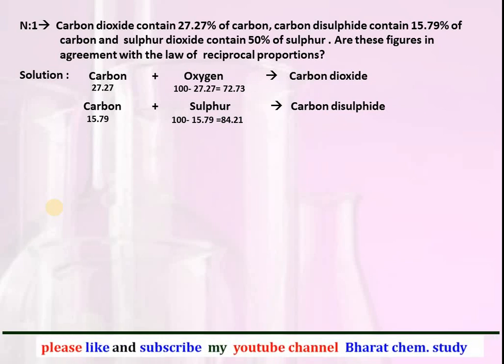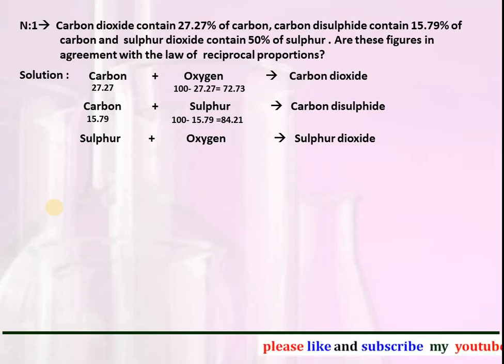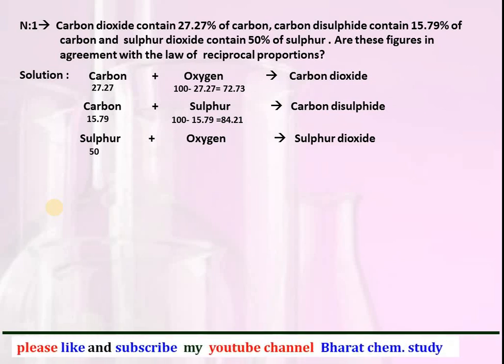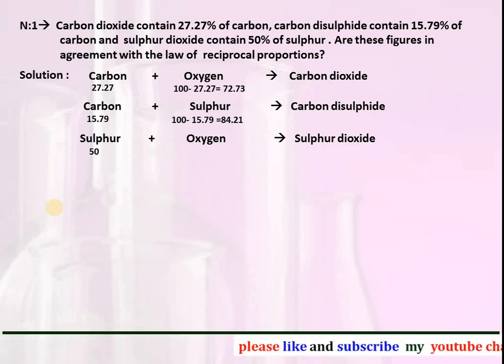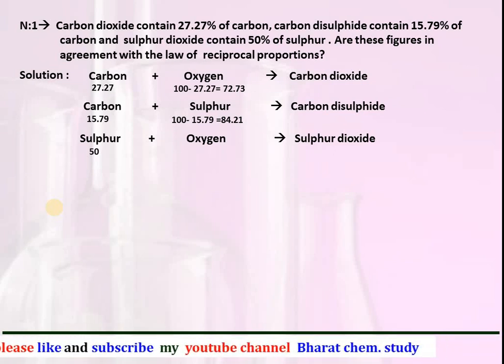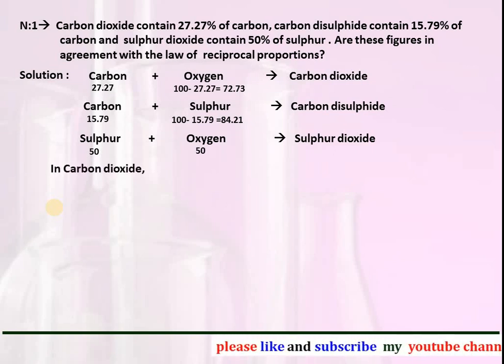Now let's make the third equation. In the third equation, sulfur dioxide is the product which is formed by the reaction of sulfur with oxygen, and here the weight of sulfur is 50%, that is 50 grams out of 100, and the weight of oxygen must also be equal to 50 by subtracting this weight of sulfur from 100. So these are the three equations.